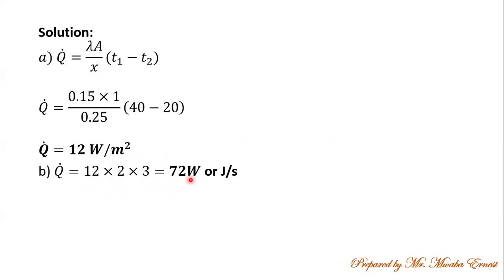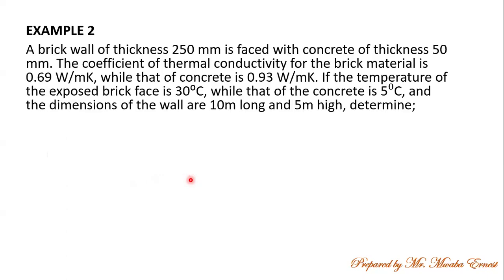This is for a single layer, a wall having a single layer, homogeneous material. What if we have more than one layer, different materials? How can you handle that? Look at example number 2. It says a brick wall thickness 250 millimeters, concrete thickness 50 millimeters, then coefficients for brick 0.69, concrete 0.93. The temperatures are 30 inside and 5 on the other side. Dimensions of the wall 10 by 5.